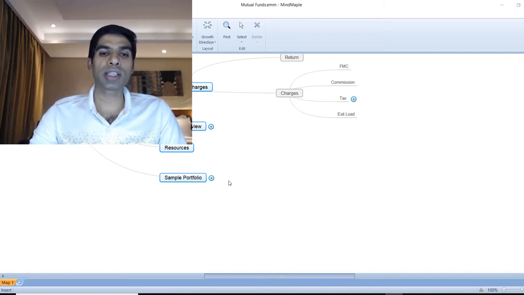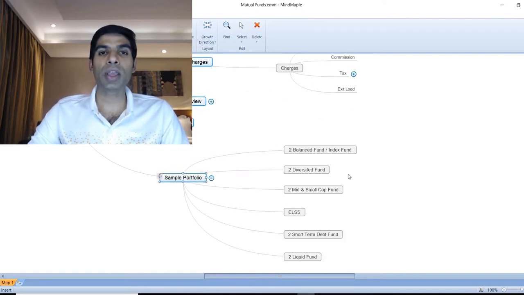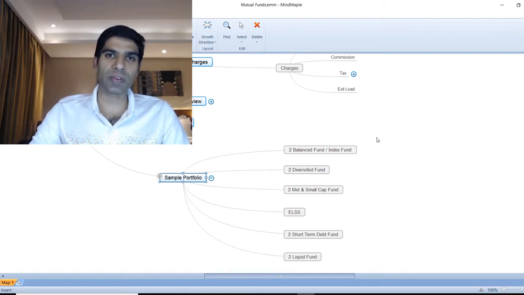So if we look at the sample portfolio, what kind of funds would you need when you're making a portfolio? If you're starting off and you're really new to the equity market, you can start off with two balanced funds or maybe two index funds, right? That'll be a good starting point. You'll get a flavor of how the equity market goes up and down, and of the volatility that comes with it.